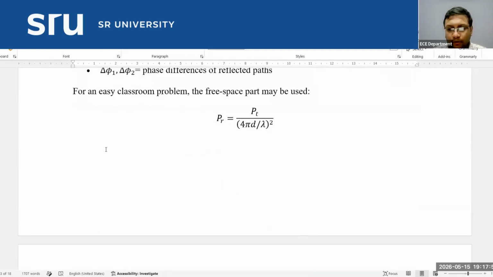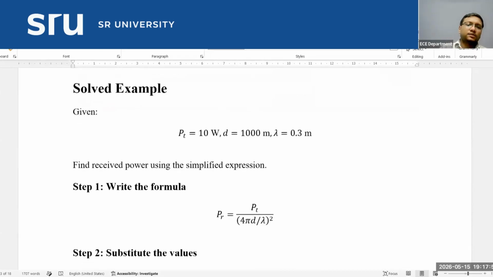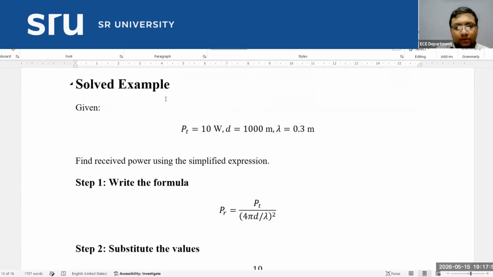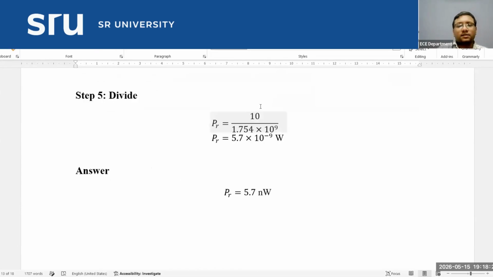Let us solve another problem. PT is equal to 10 watt, D is equal to 1000 meter, and lambda is equal to 0.3 meter. If I find the received power using the simplified expression and put the values over there, finally we will get the value in nanowatt. So 5.7 nanowatt is the answer for this.